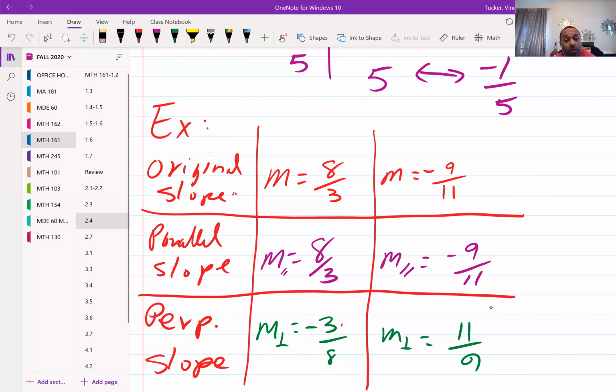Questions on those relationships, make sure we're okay with what we mean. So once again, if you have a line and you want a line that's parallel to it, it would have to have the same slope. But then if you want a line that's perpendicular to it, you have to flip the fraction and use the opposite sign. It's called a negative reciprocal.